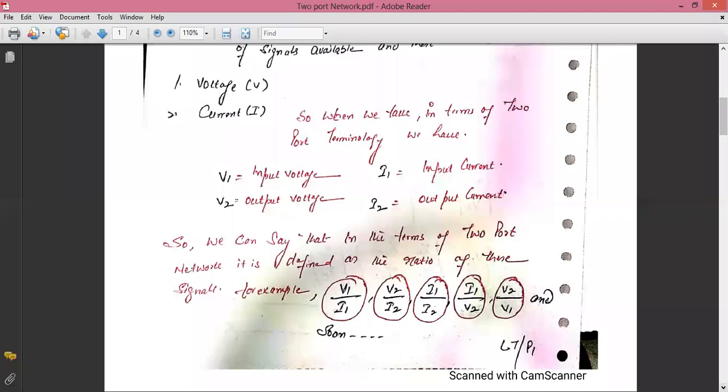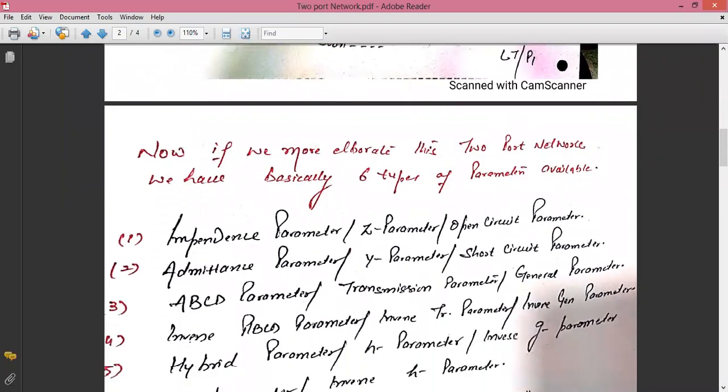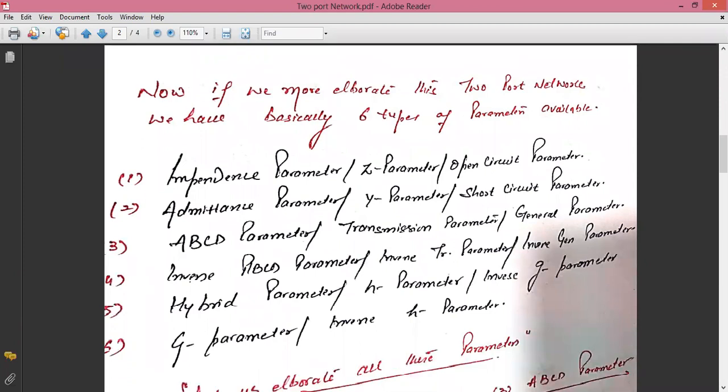Clear? So if I talk about the continuation part, in our two-port network we have 6 types of parameters available. When I gave you practicals and experiments, you saw that your first experiment was Z parameter, second was Y parameter, next you have ABCD parameter and we have H parameter. So in electrical circuit analysis there are a total of 6 types of parameters available, and we have to understand and derive all these parameters, what these parameters are.